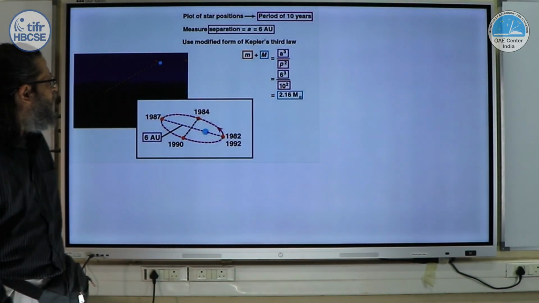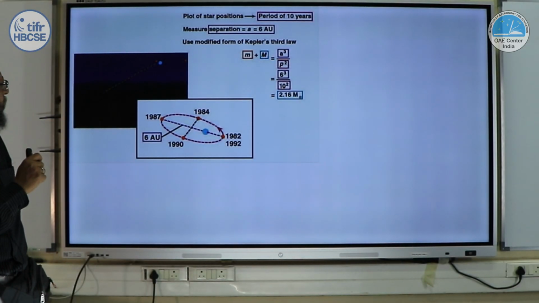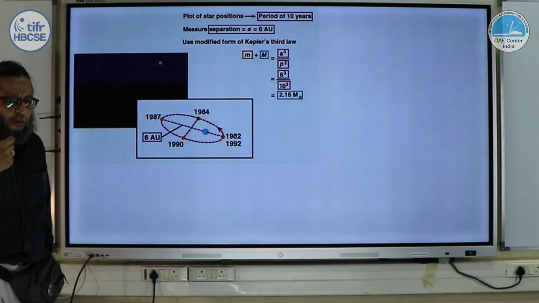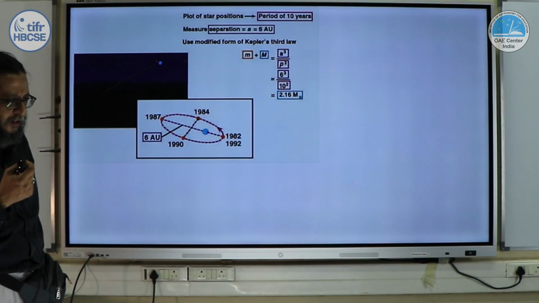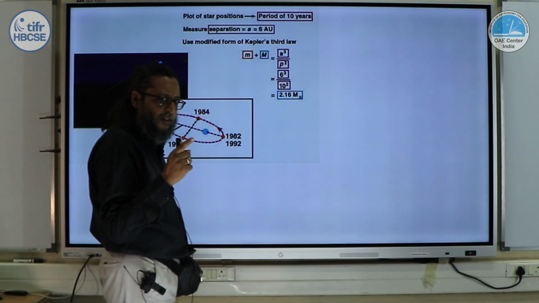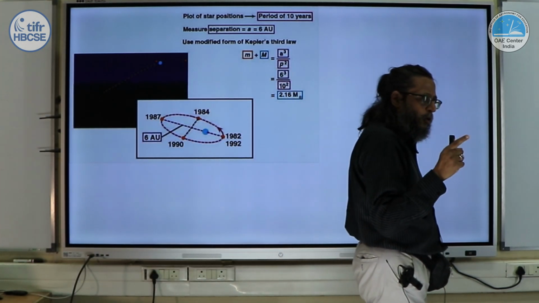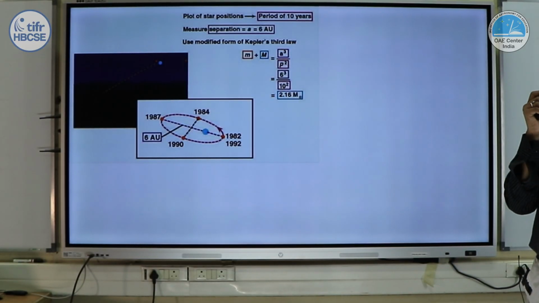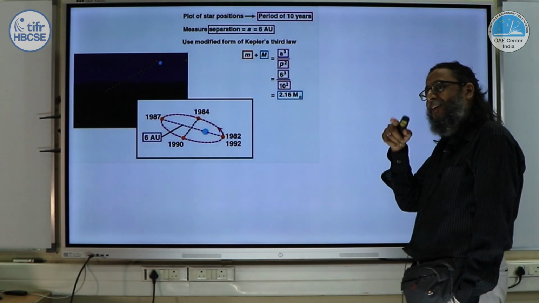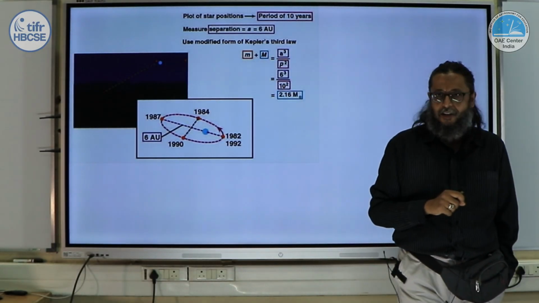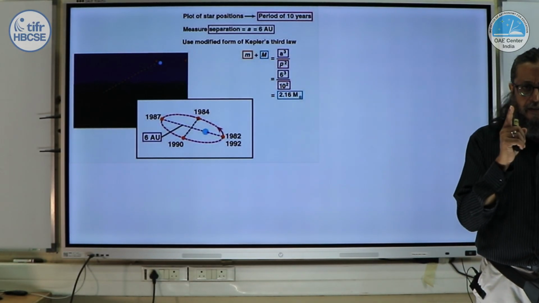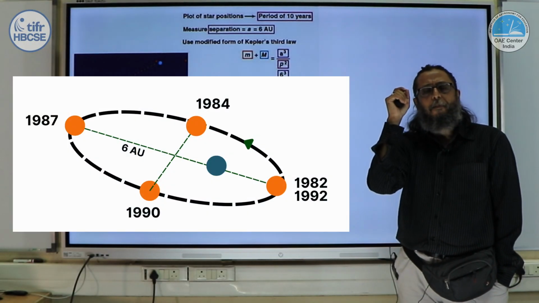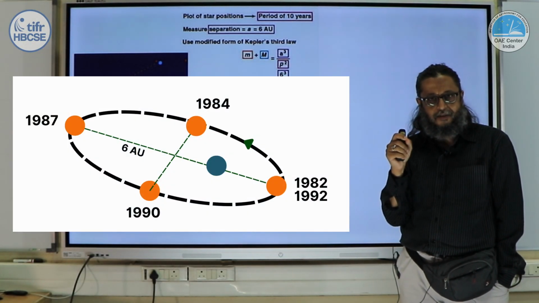Now let's come to measuring the parameters using Kepler's laws, a kind of modified version of Kepler's laws. The modification exists because Kepler gave the laws for planets and the sun, and the mass of the planet was actually negligible compared to the mass of the star. But please understand that Kepler's laws can be derived from the basic principles of Newtonian mechanics.